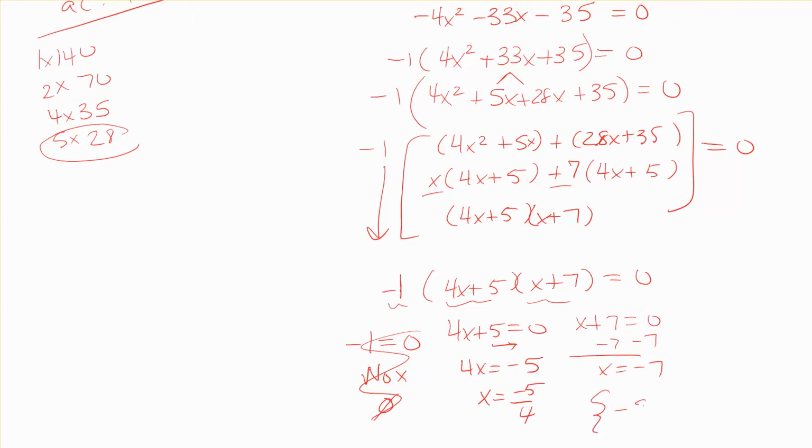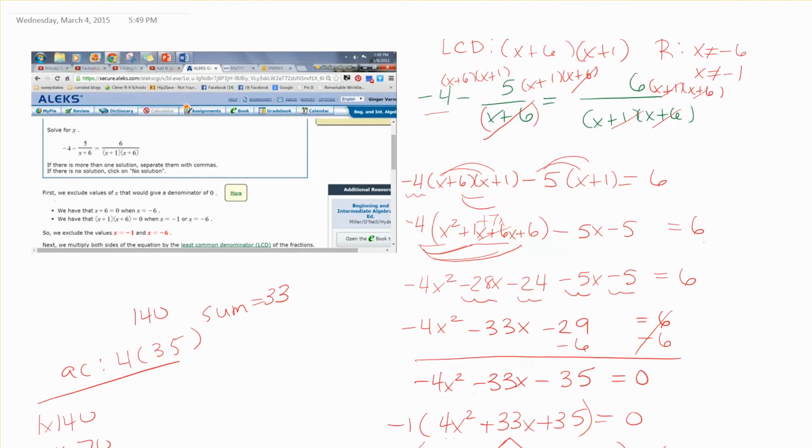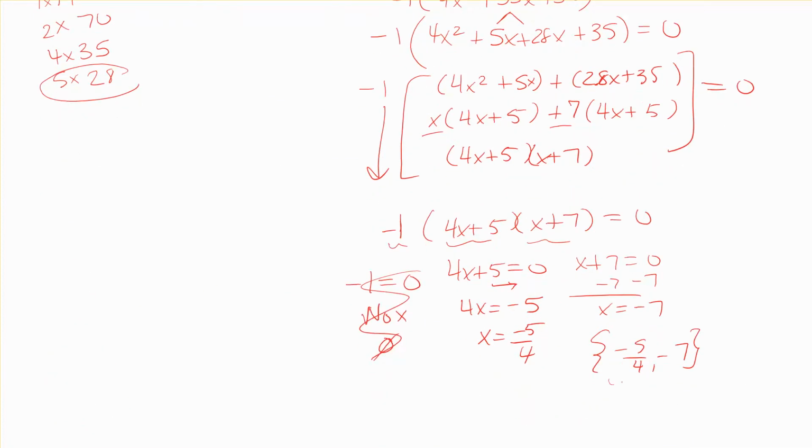So my solutions are negative 5/4 and negative 7, but I just need to cross-reference the restrictions that I got to make sure that my answers aren't restricted. At the very first step, from the denominator, we cannot let x equal negative 6 or negative 1, and since my solutions are not those, I am okay and I don't have to discard any solutions.